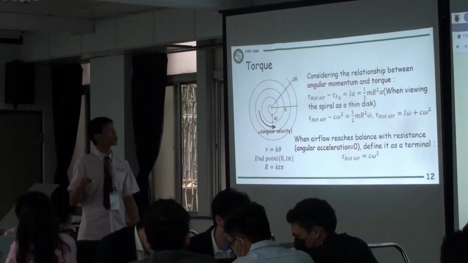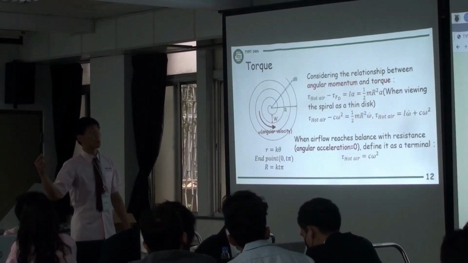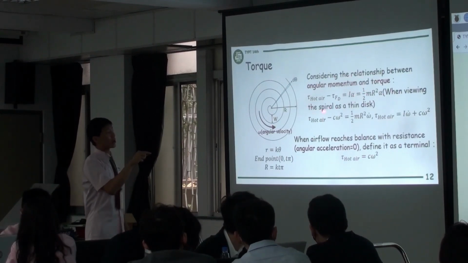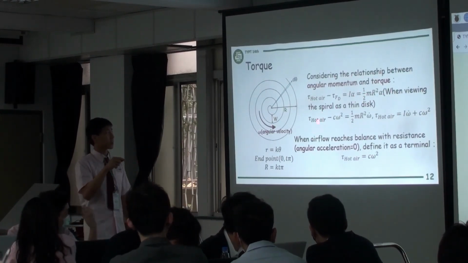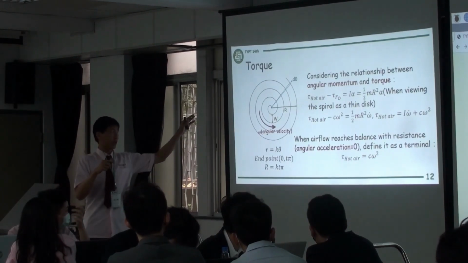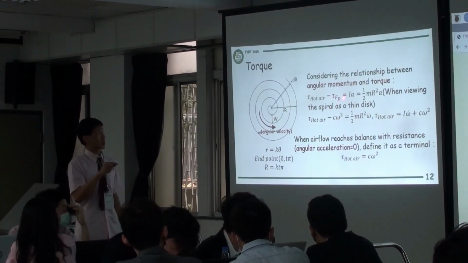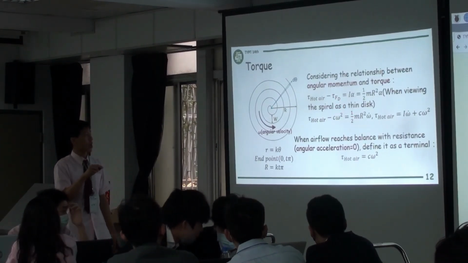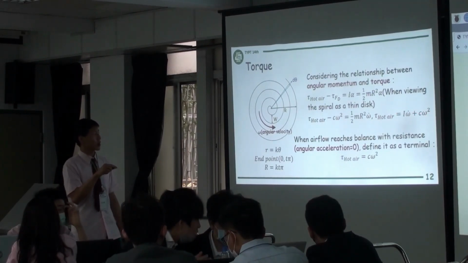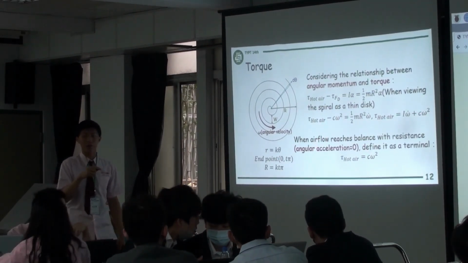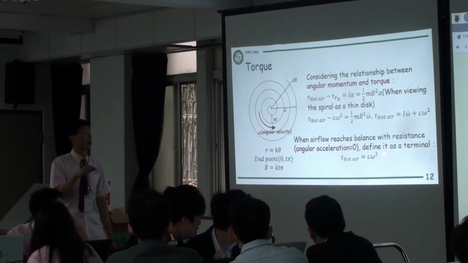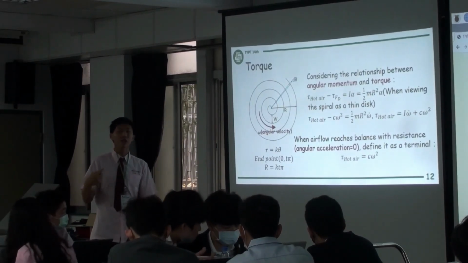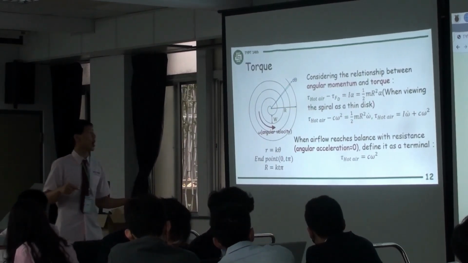Okay, so consider the relationship between angular velocity or angular momentum and the torque. This equation only fits when we view the spiral as a thin disk. And yes, we did it this way. So we substitute this drag force into c omega squared, and so the hot air torque will equal this. However, as I mentioned, the angular acceleration will be 0 when it reaches the terminal velocity. So the hot air torque will be c omega squared. By measuring omega, we can get the torque of the hot air.